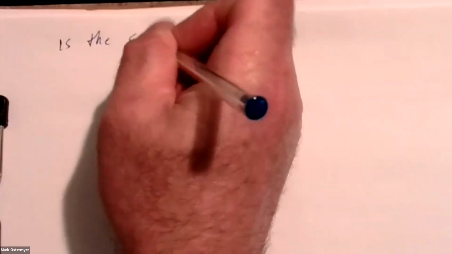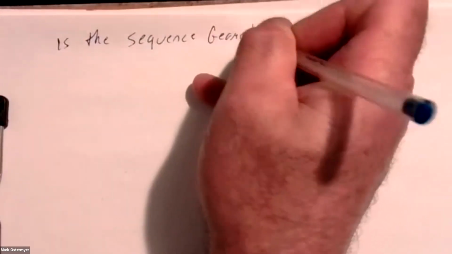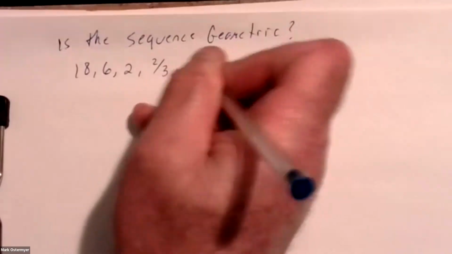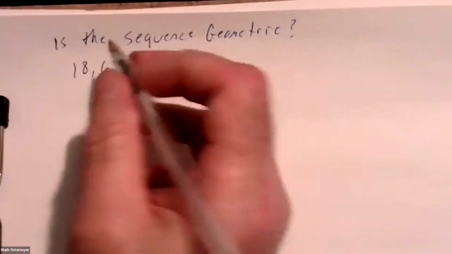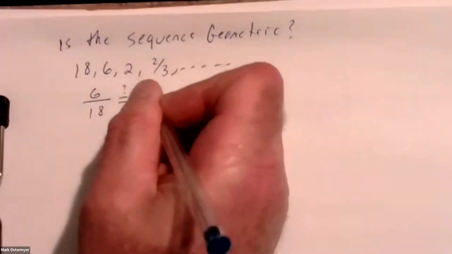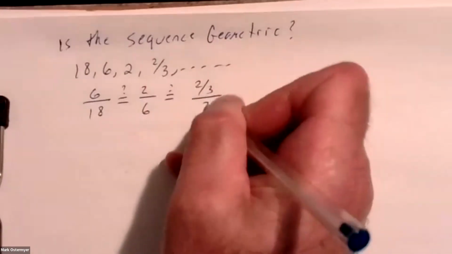Is the sequence geometric? So given a sequence, we should be able to test it to see if it is a geometric sequence. So is this sequence a geometric sequence? Does it have a common ratio? Is 6 divided by 18 equal to 2 divided by 6? And is that equal to 2/3 divided by 2?